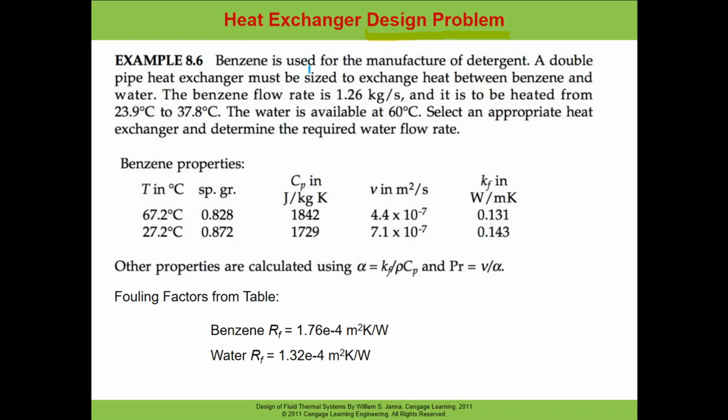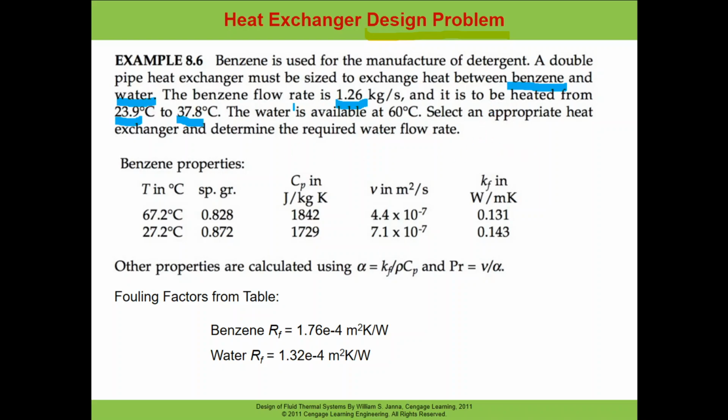So benzene is used for the manufacture of detergent. A double pipe heat exchanger must be sized to exchange heat between benzene and water. The benzene flow rate is given, which is 1.26 kg per second, and it is to be heated from 23.9 degrees Celsius to 37.8 degrees Celsius. The water is available at 60 degrees Celsius, and we must select an appropriate heat exchanger and determine the required water flow rate. So we can identify what the given information is here and what is required.